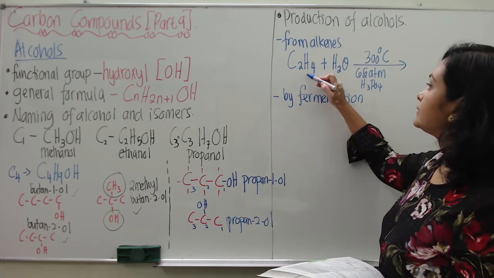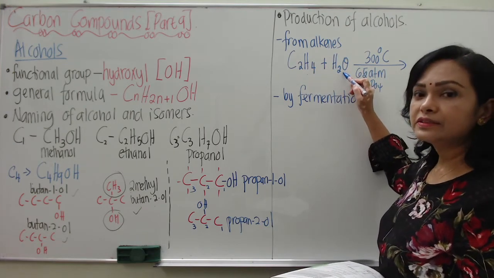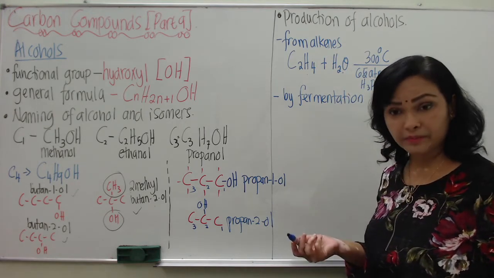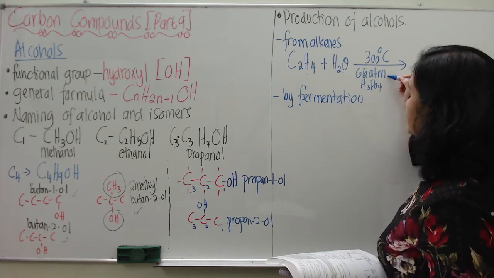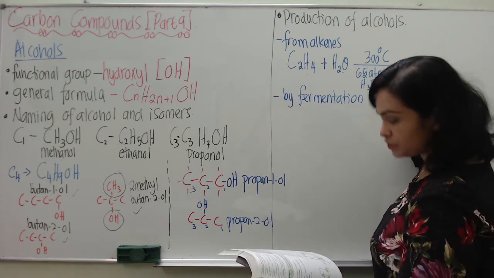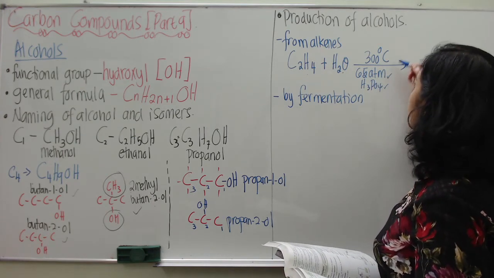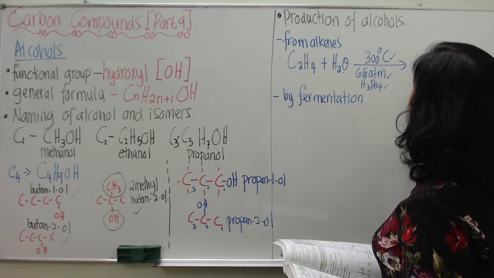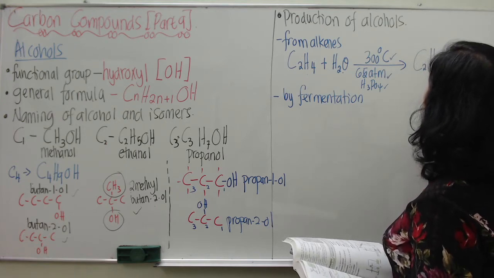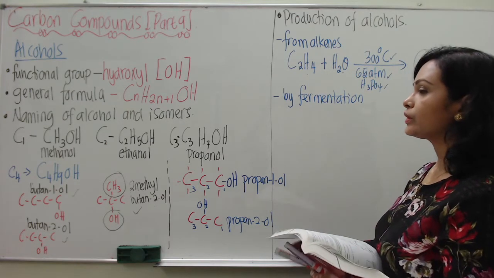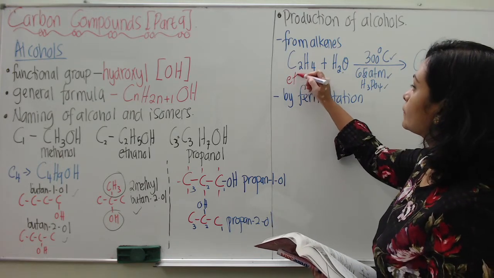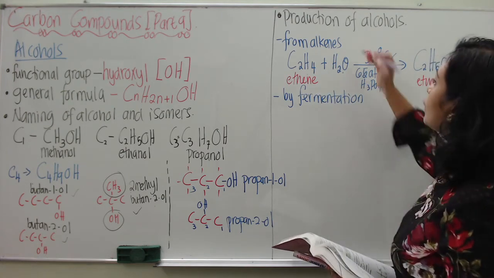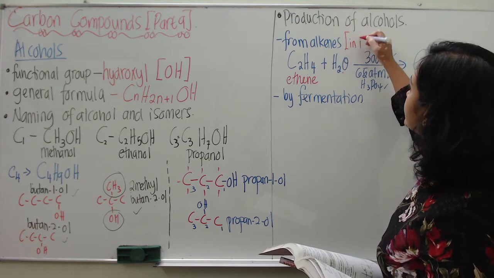Teacher repeat, ethene reacted with steam. Because at 300 degrees Celsius water becomes steam already, at 65 atm atmospheric pressure with the presence of phosphoric acid. You have all this in your reference book. You can have a look and you will get C2H5OH. So here you can find that ethene changes to ethanol. Now this is how you produce alcohol industrially.